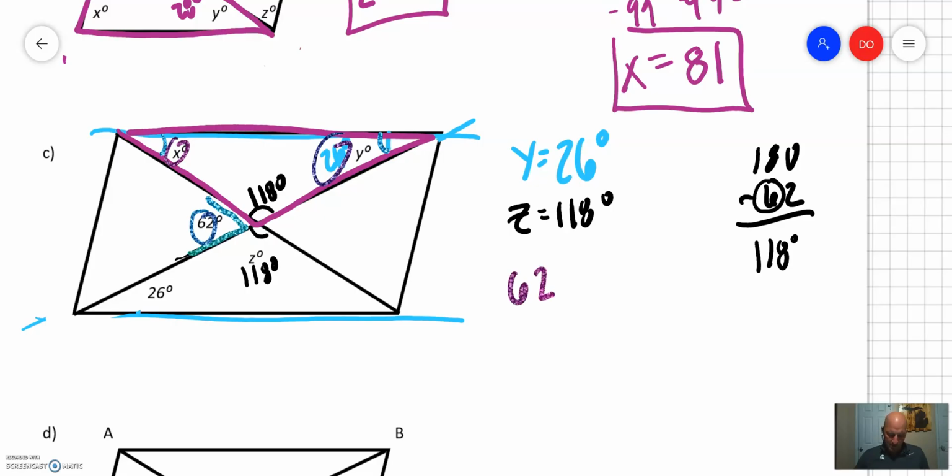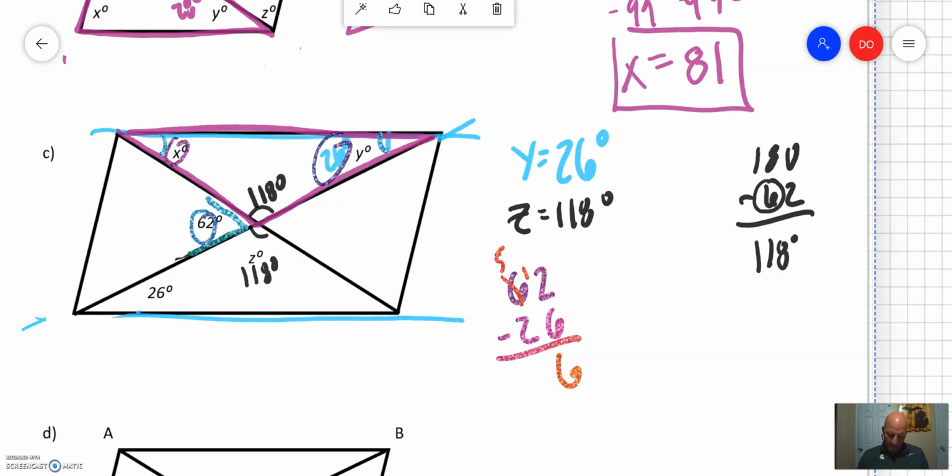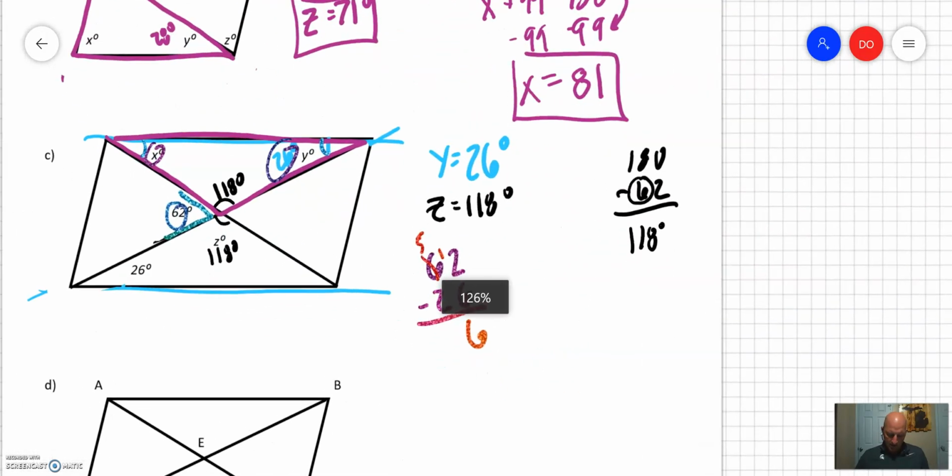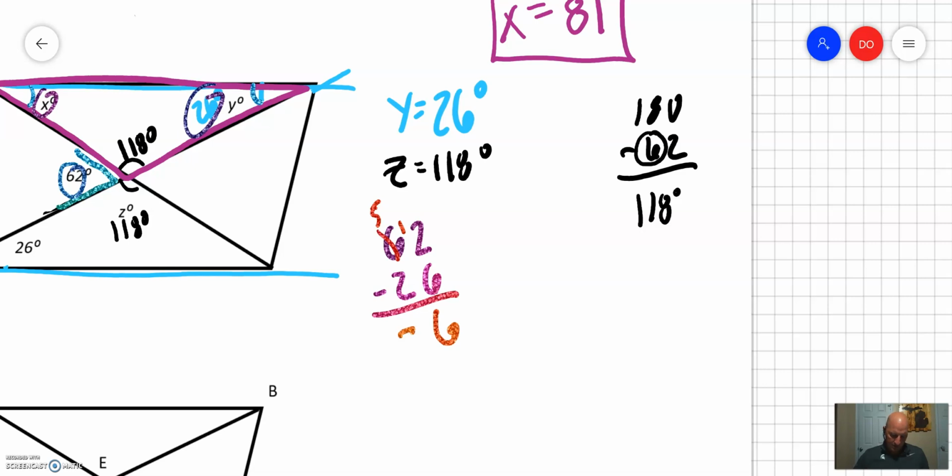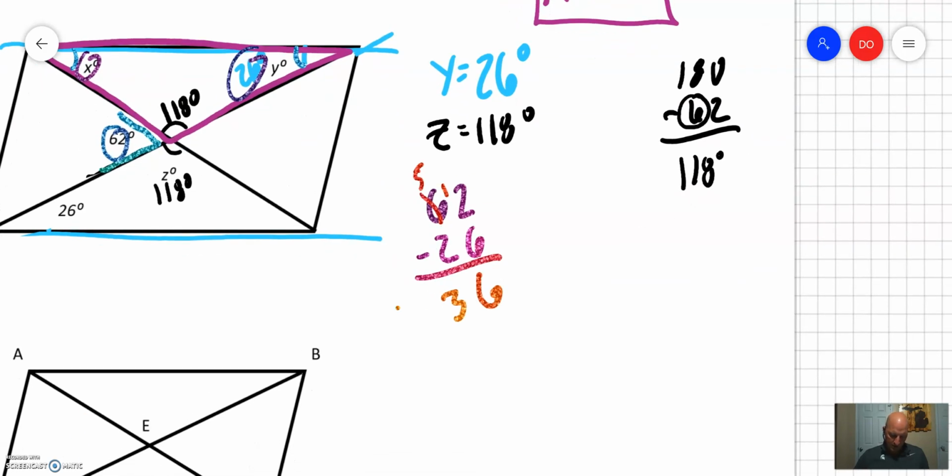So we have 62 minus 26. I'll do some old school subtraction here. Borrow a tens to fill in the ones. 2 ones turns into 12 ones. We'll subtract. We get 6. And then 5 minus 2 gives me 3. So that angle measure x would be equal to 36.